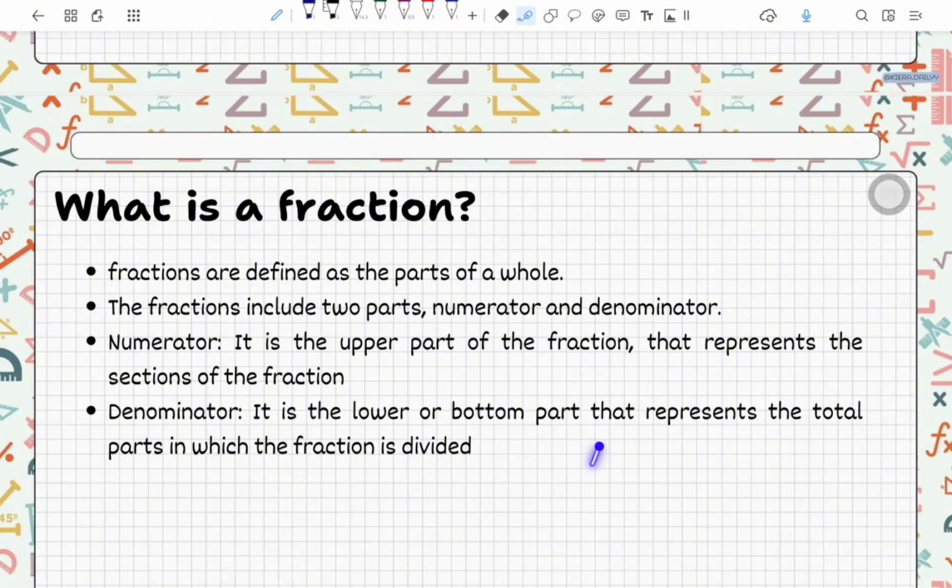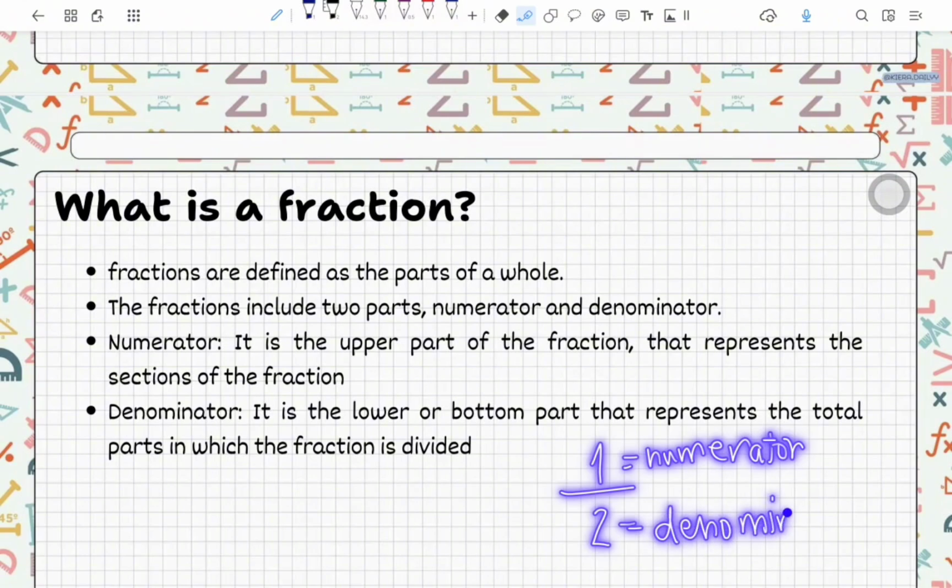So again, let's say 1 over 2. 1 is called the numerator and 2 is called the denominator. Okay, so this is a fraction.